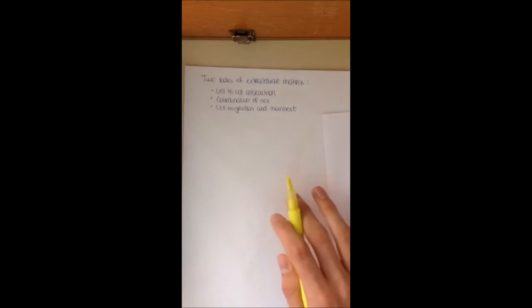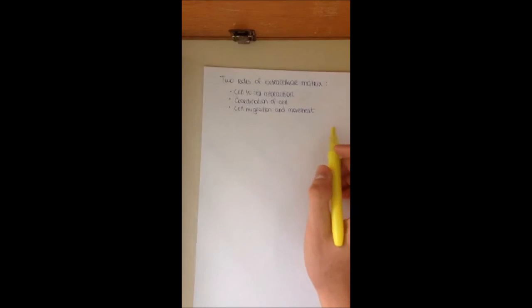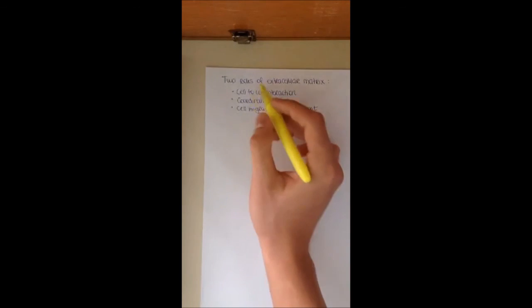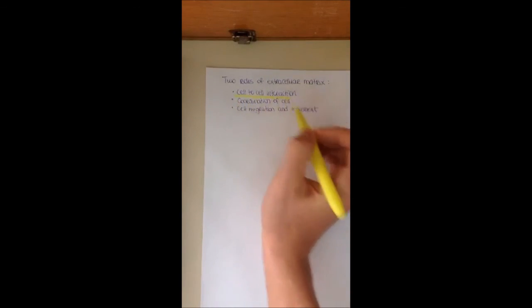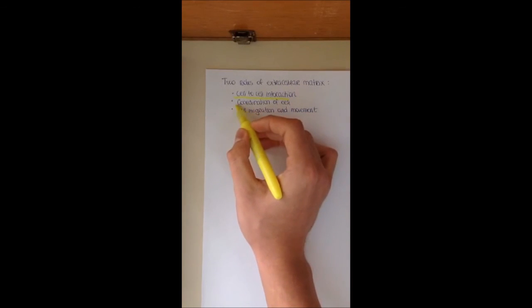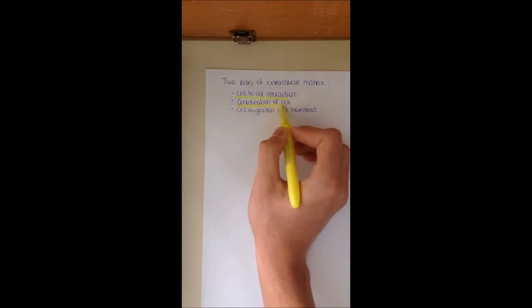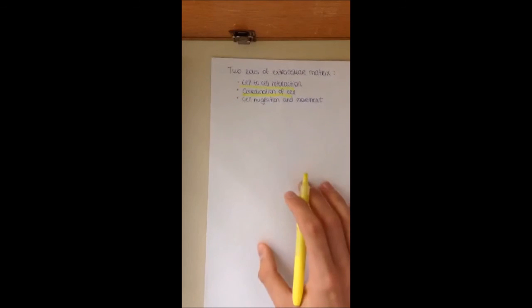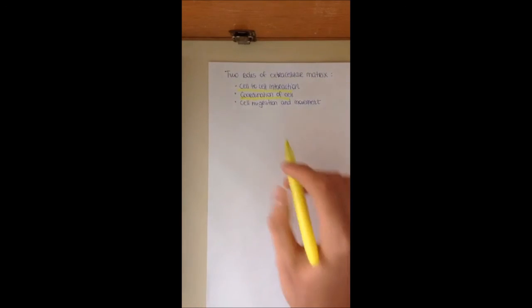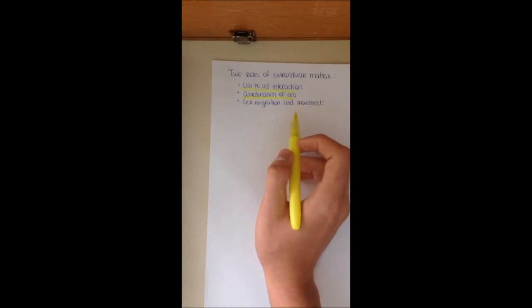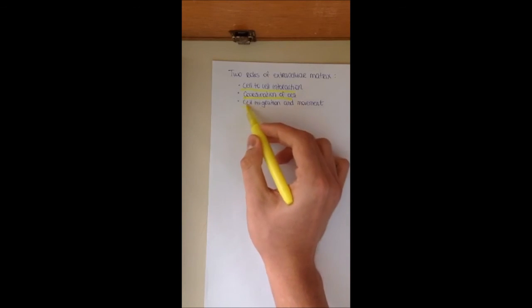Now, the two roles of the extracellular matrix. One of them is coordinating cell-to-cell interaction, which also leads to the coordination of some activities within the cell. Finally, some research indicates that factors in the extracellular matrix lead to cell migration and movement.